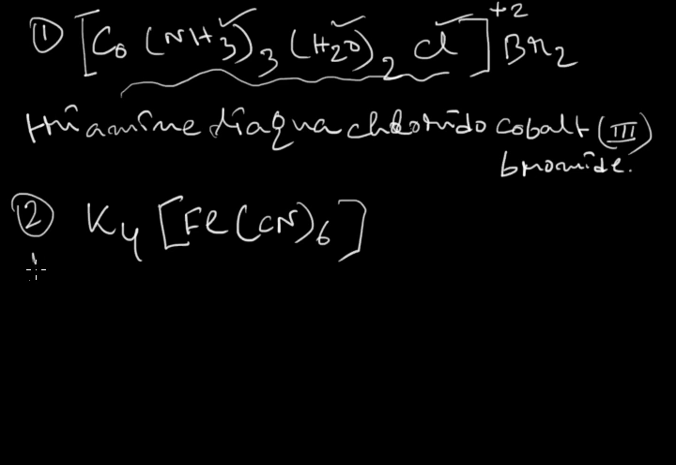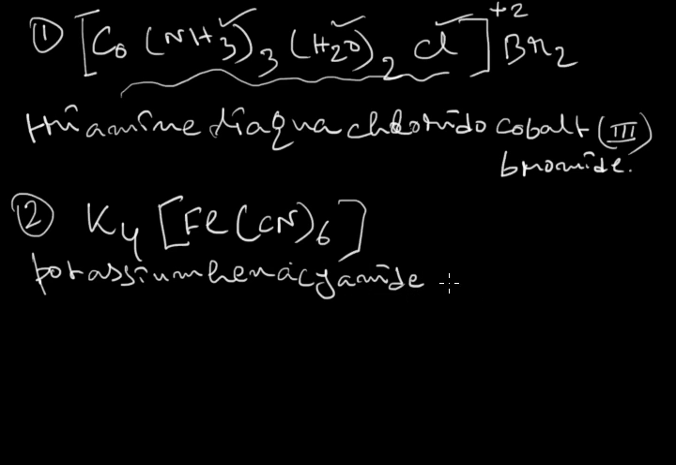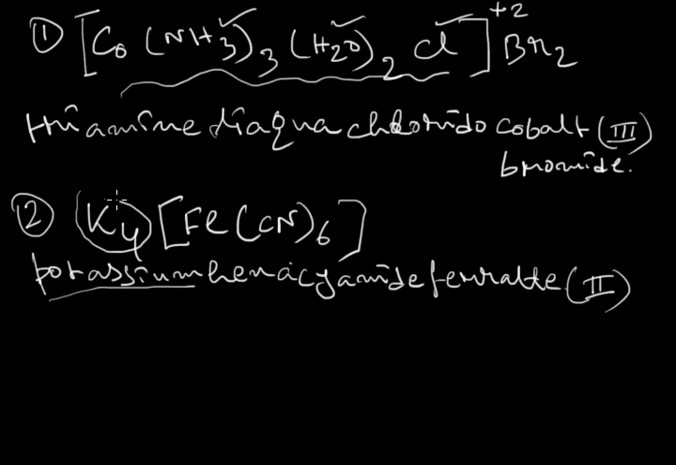So the name of the complex is potassium hexacyanido ferrate. Now let us explain the name. First of all, we name the positive ion, that is potassium. The positive part is this potassium part. So potassium, and then the complex part.